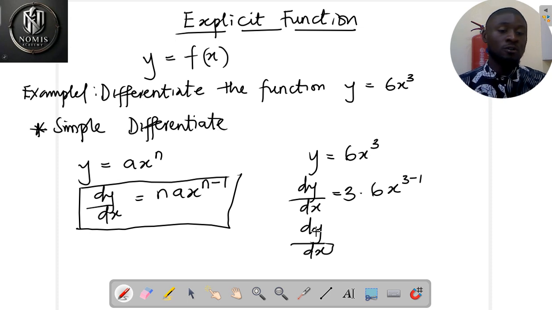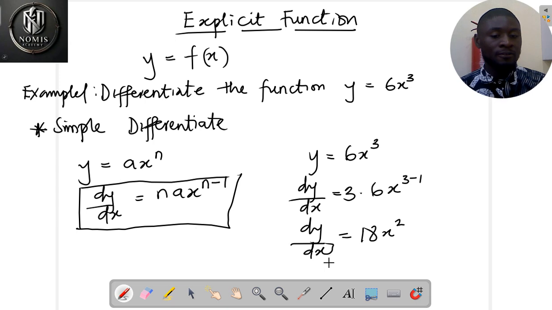It is the function of x in the other parts of the equation. So dy/dx, that is the change that has occurred between y and x, is now equal to 3 times 6, we have 18, then x to the power of 3 minus 1, that's 2. So the change that has occurred between the variable y and variable x says 18x squared. I hope you understand this simple method. Just get this simple formula in your memory and use it to solve problems.